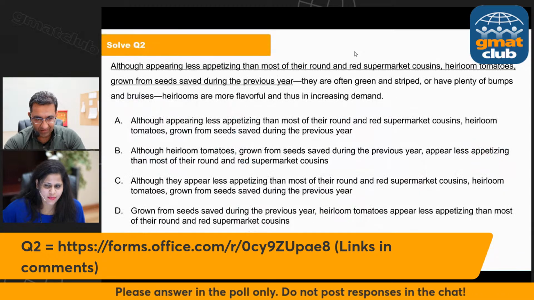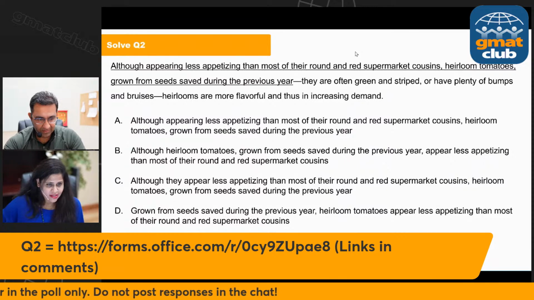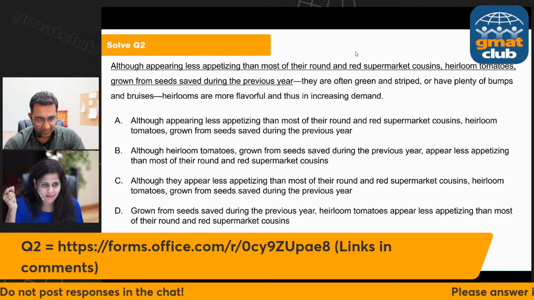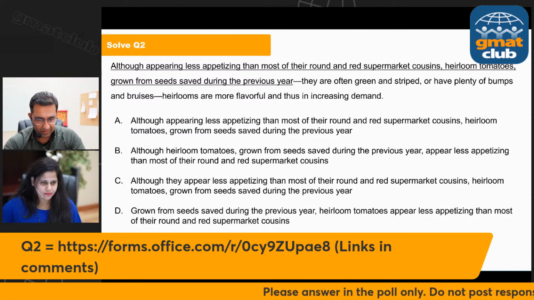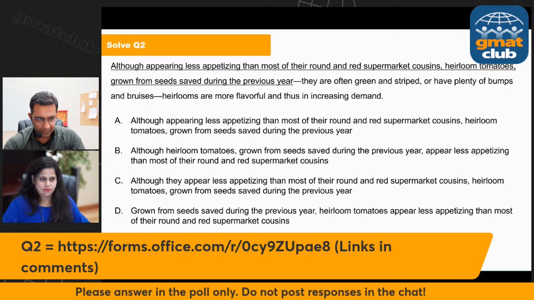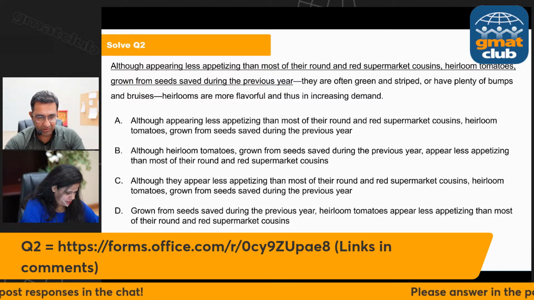All right, so here's the next question. Another official question, 700 plus level. As you're reading the sentence, visualize it in your head. Make a mental image of the sentence. And Karthik, I think let's remove the link right now so that they can see choice E.